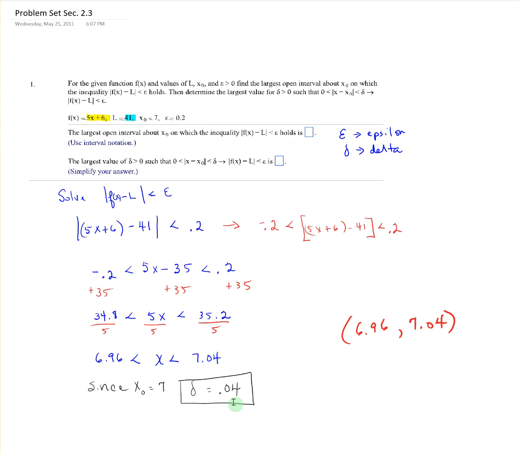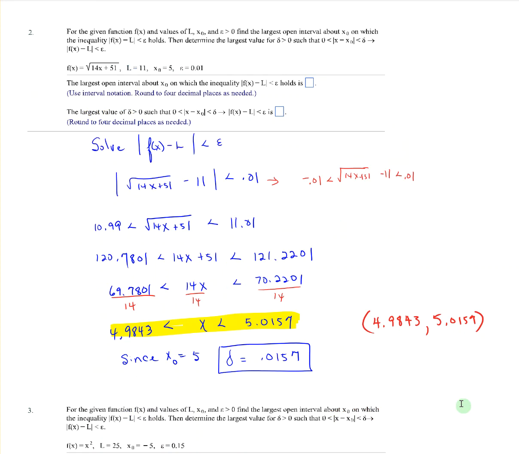So that's number 1. Let's look at number 2. For the given function f of x and the values of L, x sub 0, and epsilon, we're doing the exact same thing. So we're given an f of x that is square root of 14x plus 51. L is 11, x sub 0 is 5, and epsilon is 0.01. So we will solve this same inequality here.